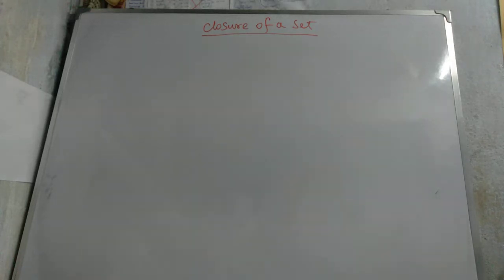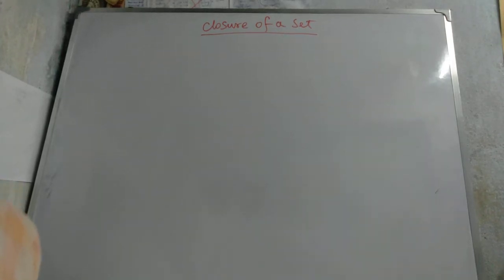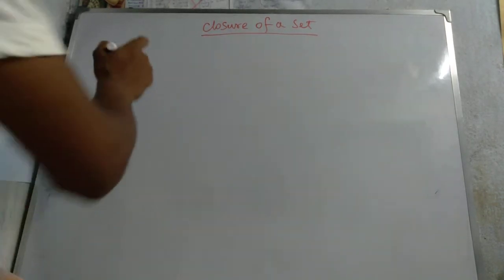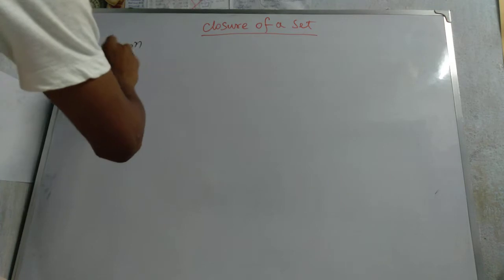Today we start on the topic: closure of a set. In the previous class we also discussed closed sets and how important they are in analysis or in metric spaces, with many important properties, such as the supremum or infimum of a set belonging to the closed set. Now we go to the definition of the closure of a set. We start from the definition.